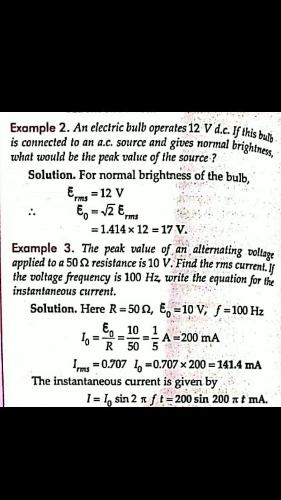In place of I, you can write E by R. This is the same thing for the RMS value. Please, it's my request to everyone, try this once in your copy. Do this in your copy at least 2 to 3 times. Otherwise, this chapter is very easy and the derivations are also very easy. If you do not practice, you cannot perform well.